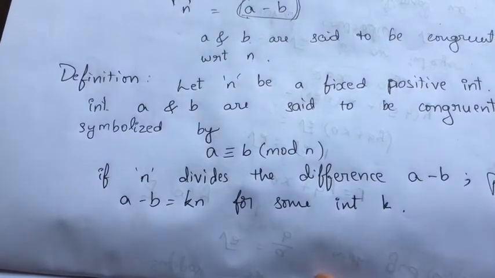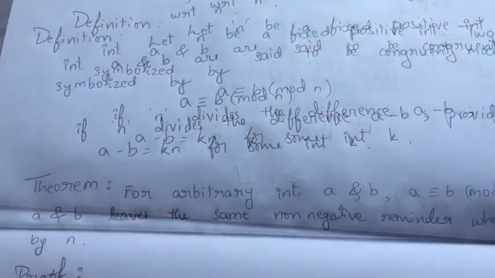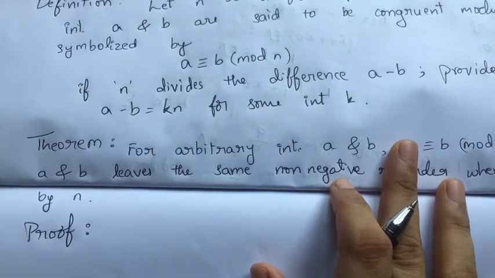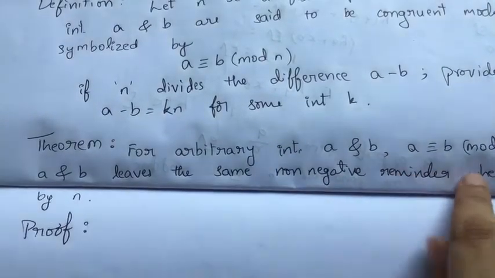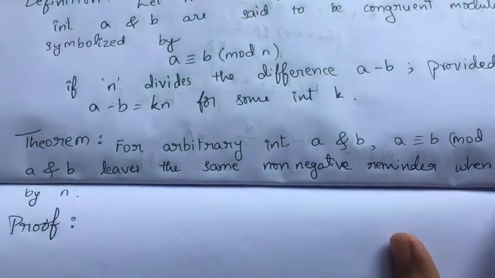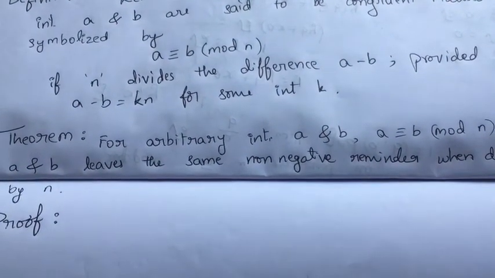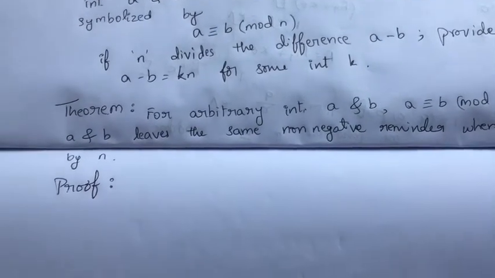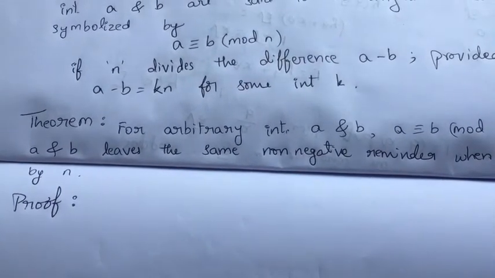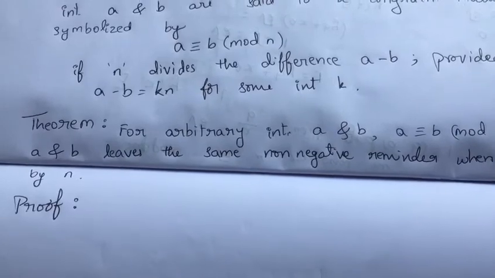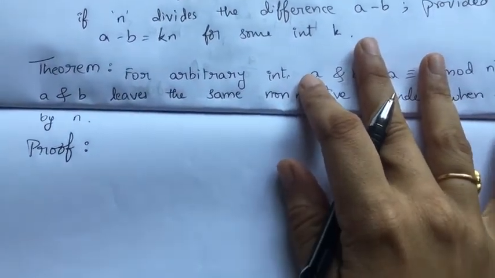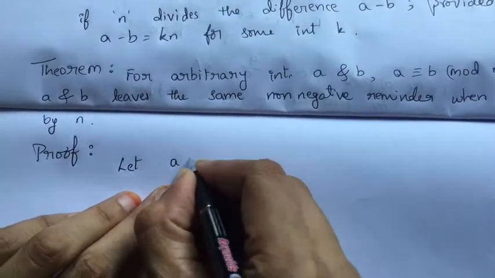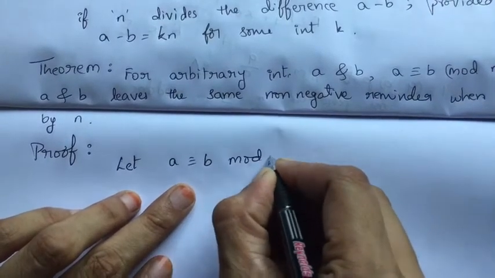Let us look at an important theorem. The theorem says, for arbitrary integers a and b, a is congruent to b mod n if and only if a and b leave the same non-negative remainder when divided by n. Let us prove this.